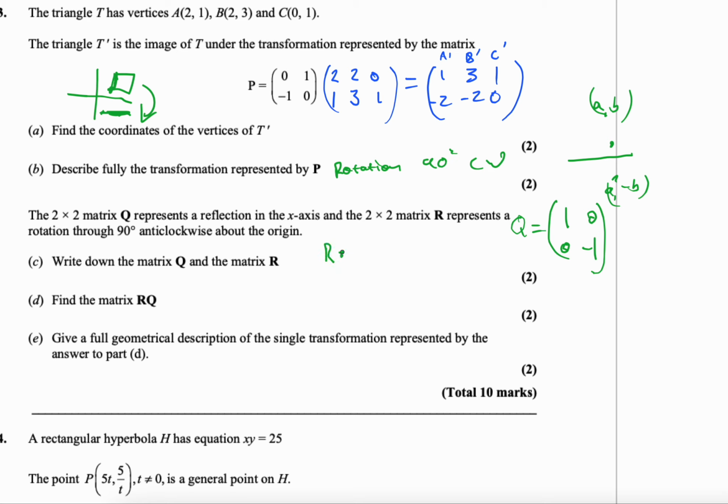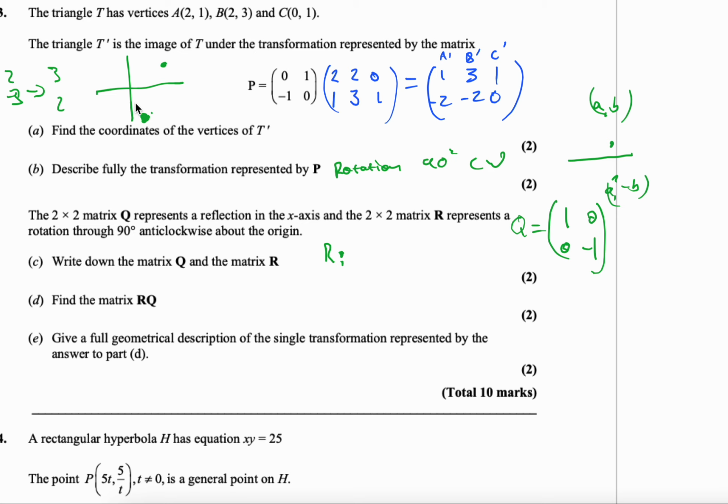Wait, is it clockwise or anticlockwise? Well, think about this. This turns, let's say, (2, minus 3) into (3, 2). So 90 degrees anticlockwise would turn (2, minus 3), which is here, into (3, 2), which is here.